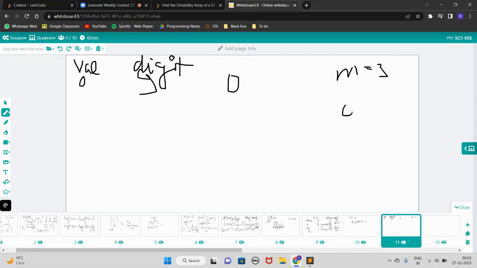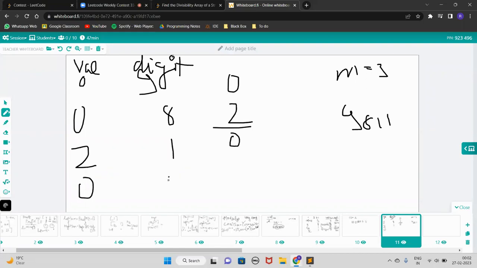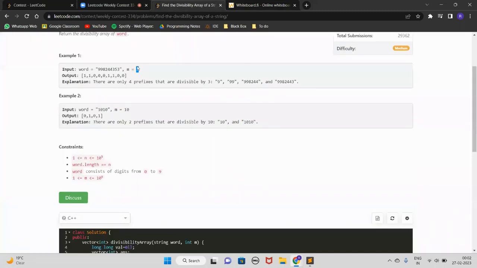Next time, val is 0, digit is 8. 0 into 10, 0 plus 8, 8 mod 3, 2. So it would return us 2 over here. Next time digit is 1, val equal to 2. So 2 into 10 plus 1, 21. 21 mod 3 equal to 0. Over here, again 0 comes. Over here, digit is 1. 0 into 10, 0 plus 1, 1. Mod 3, 1. So this is the value of val for m equal to 3.